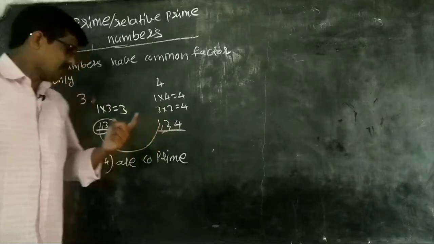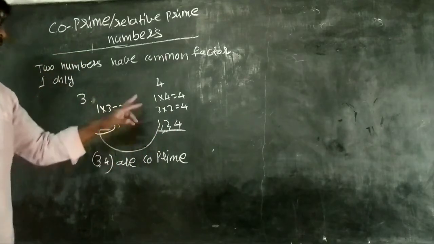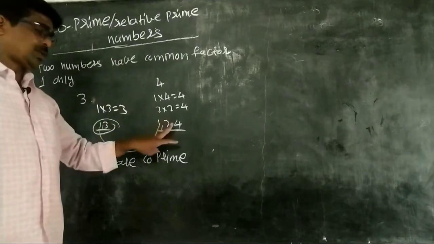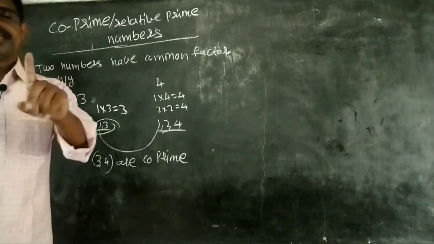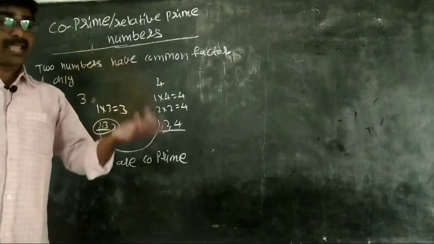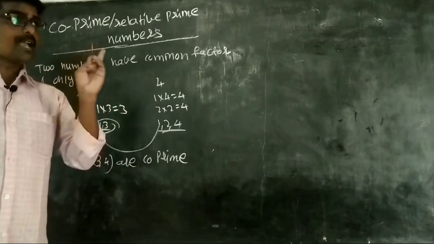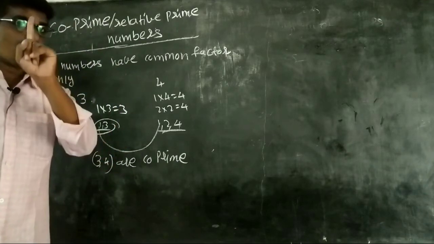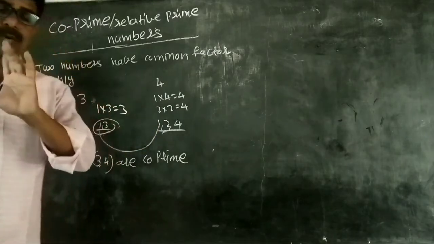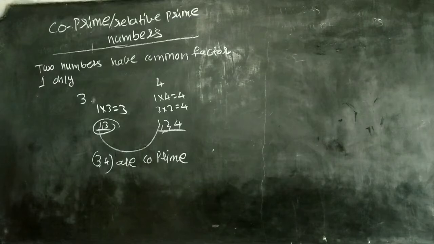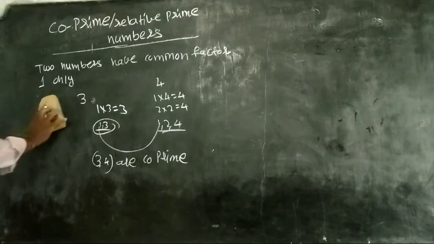I am explaining once again. 3 has only 2 factors: 1 times 3 is 3, there is no other choice. 4 has 3 factors: 1, 2, 4. But the only common factor of both is 1. Whether the number is prime or composite, we are not bothered about that. If you compare any two numbers and the only common factor is 1, then those numbers are called co-prime numbers or relatively prime numbers.